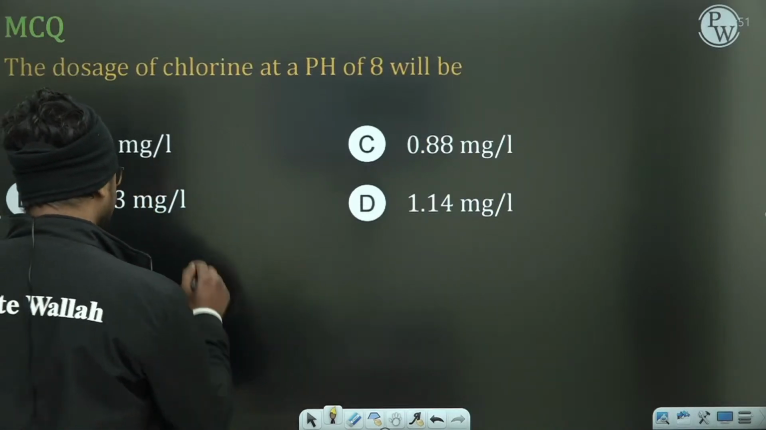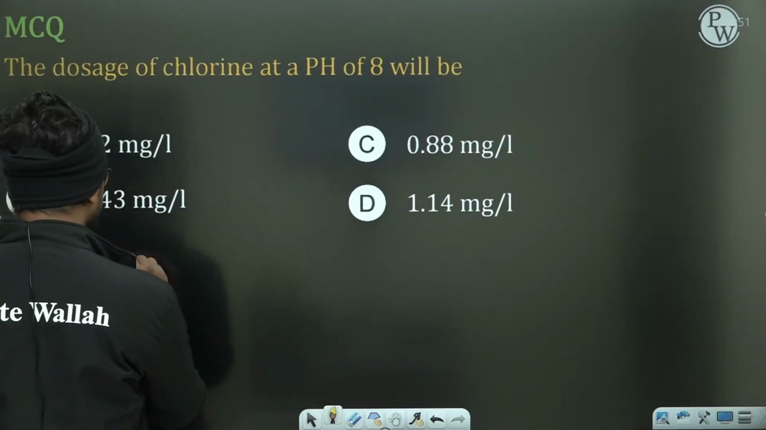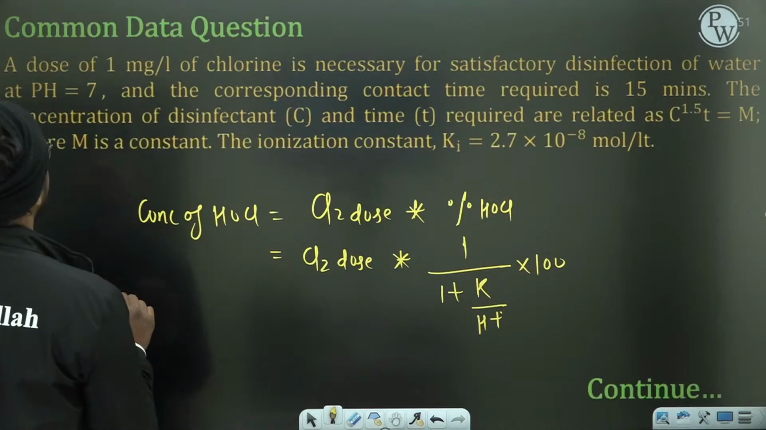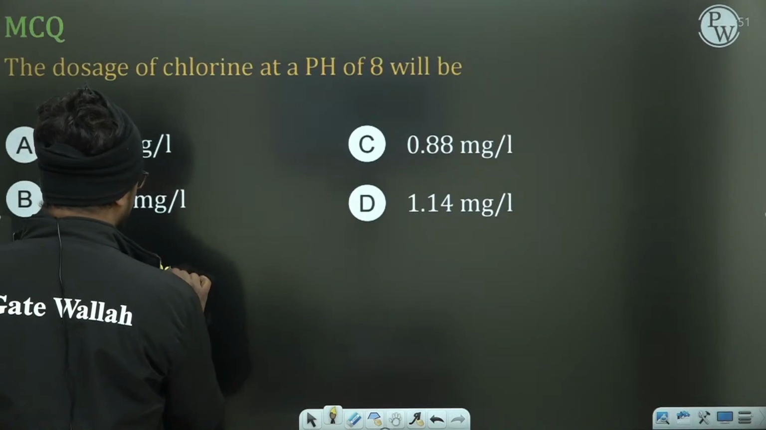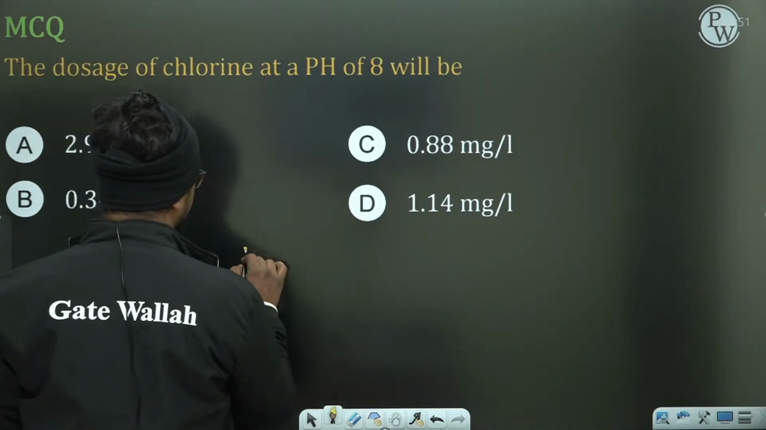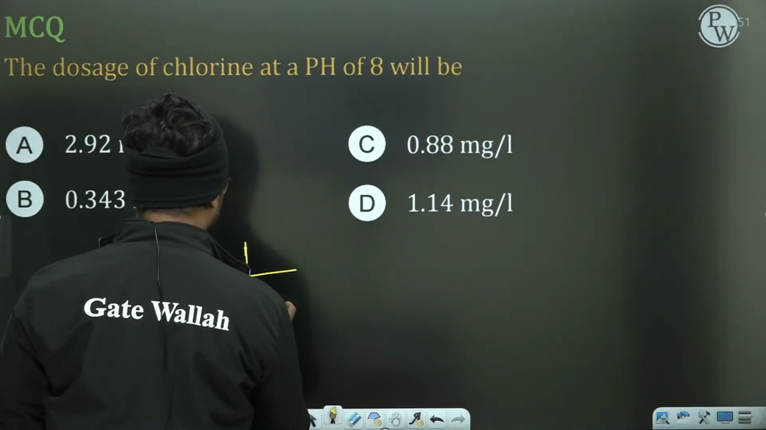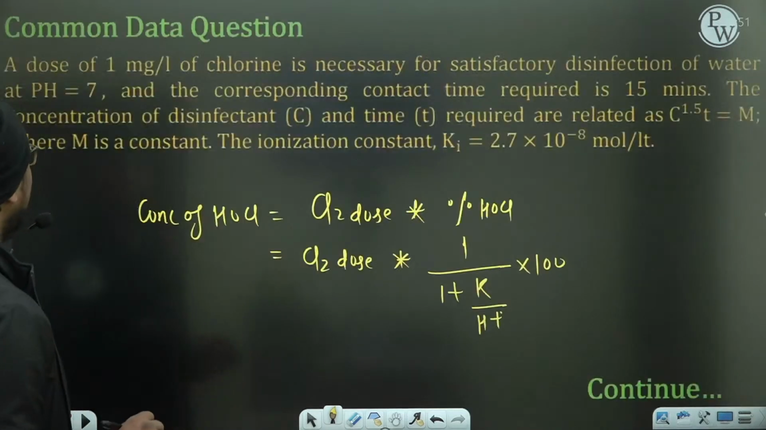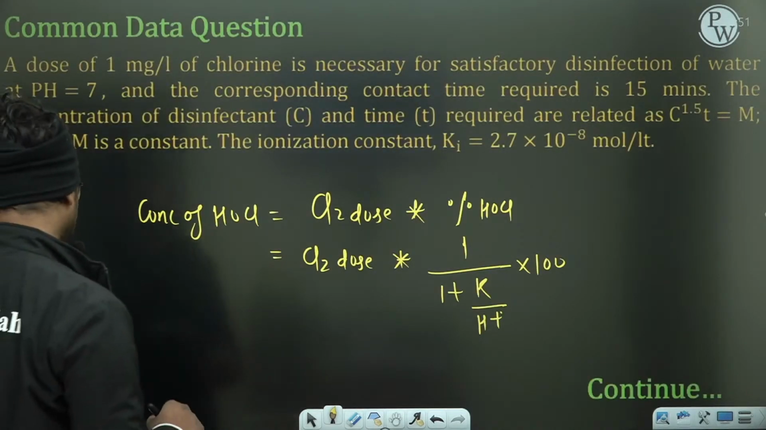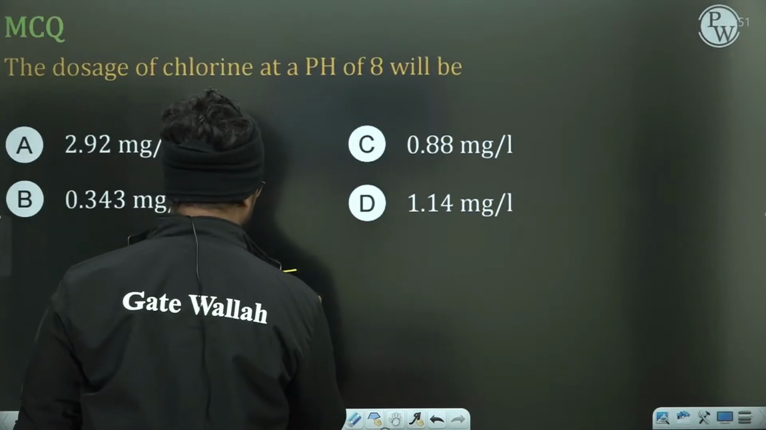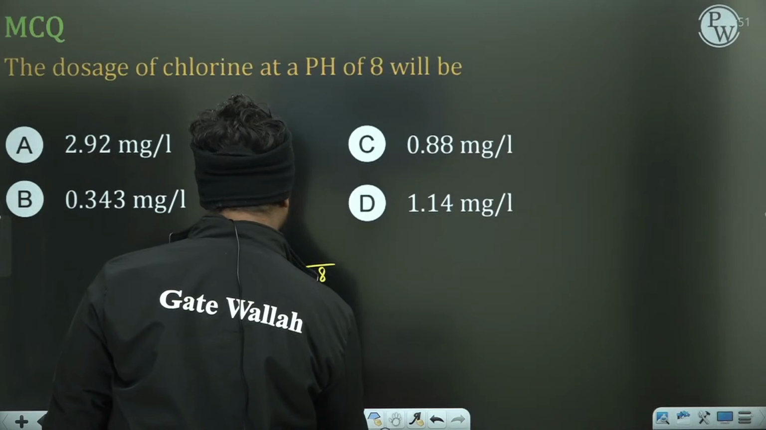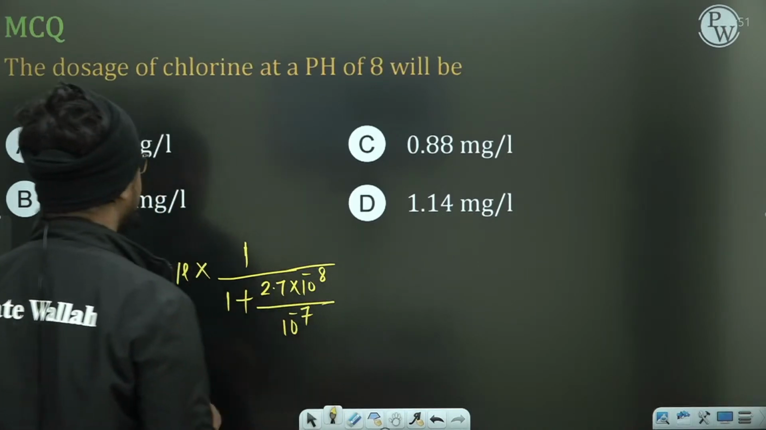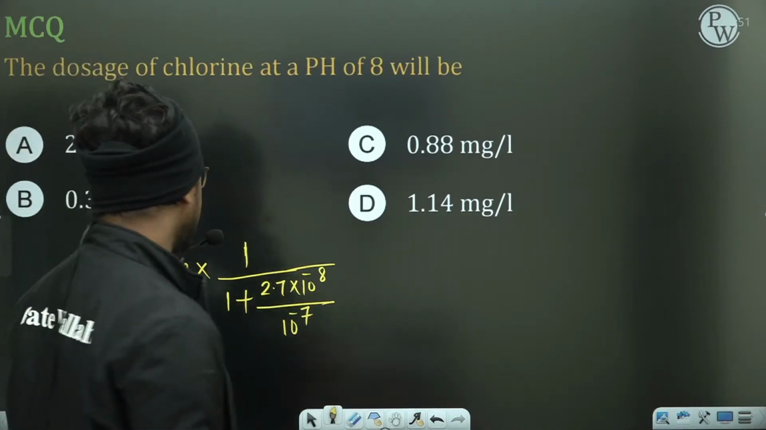Okay, so let's do it fast. First, Cl2 dose we have for pH 7 is 1 milligram per liter, into percentage HOCl for the first case. So 1 upon 1 plus K upon H plus. If they have given you K as 2.7 into 10 to the power minus 8, divided by 10 to the power minus 7. That is the H plus concentration.